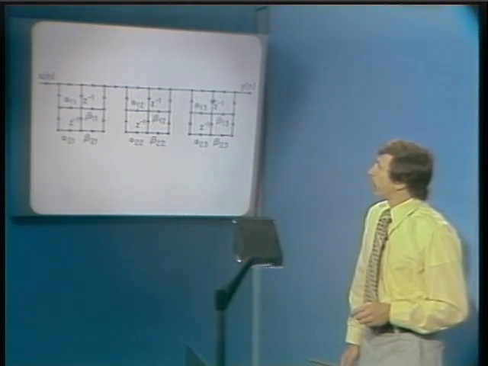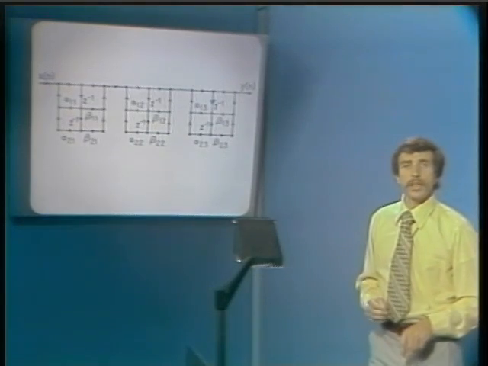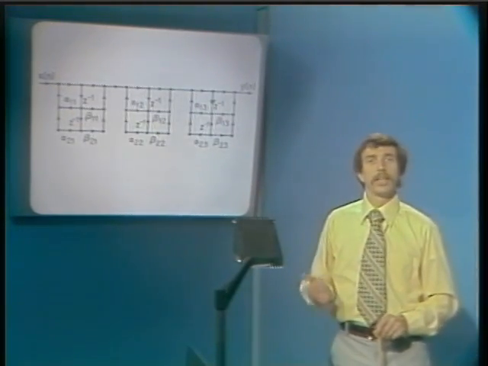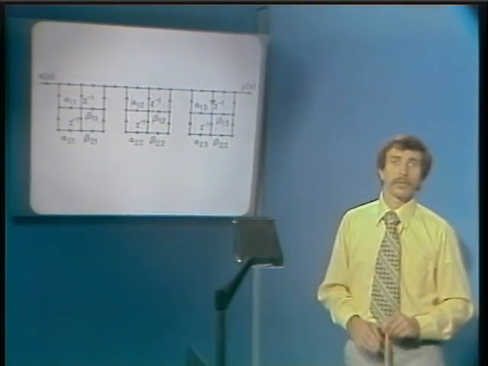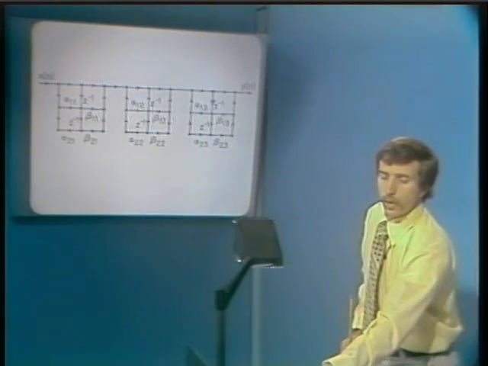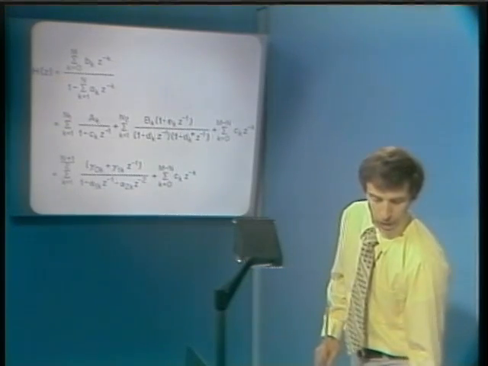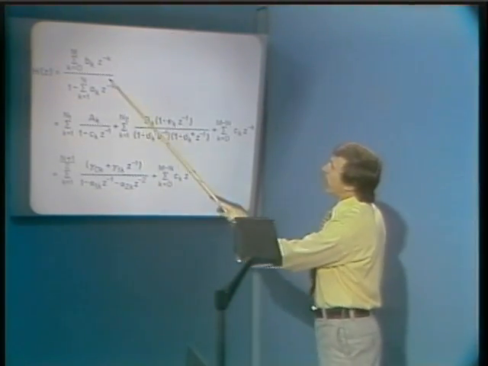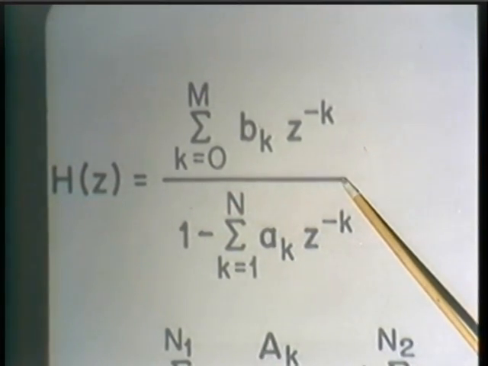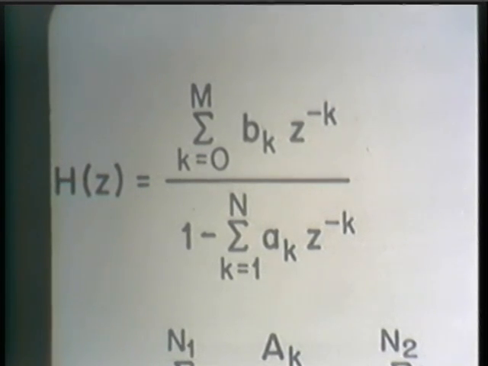Another structure, which is like the cascade structure in that it implements the poles in terms of low-order sections, but is different in the way that it realizes the zeros, is the so-called parallel form structure. And the parallel form structure can be derived by expanding the transfer function of the system in terms of a partial fraction expansion.